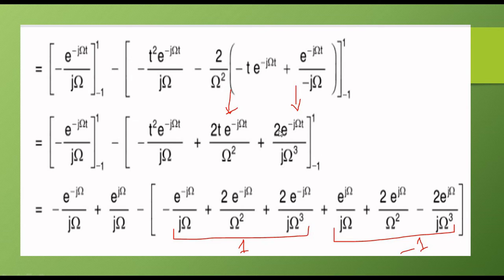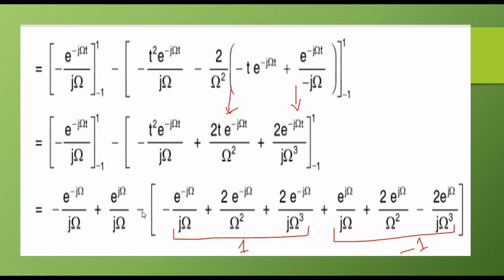Look at the last term. 2 e power minus j omega t by j omega cube. So we have got the negative sign here because upper limit minus the lower limit. So that minus sign is this one. When you substitute minus 1 here, what happens? E power becomes positive: 2 e power j omega by j omega cube.